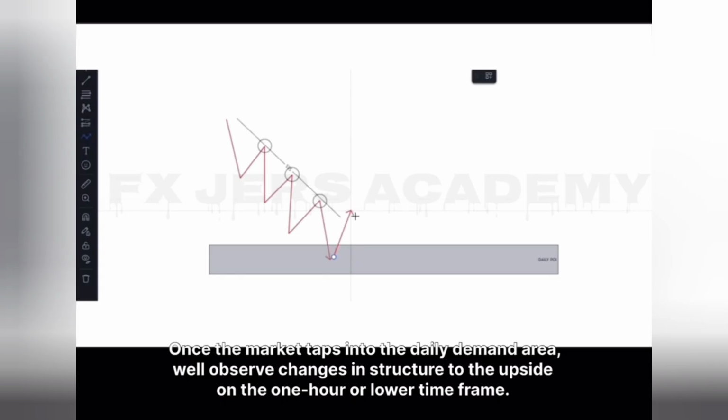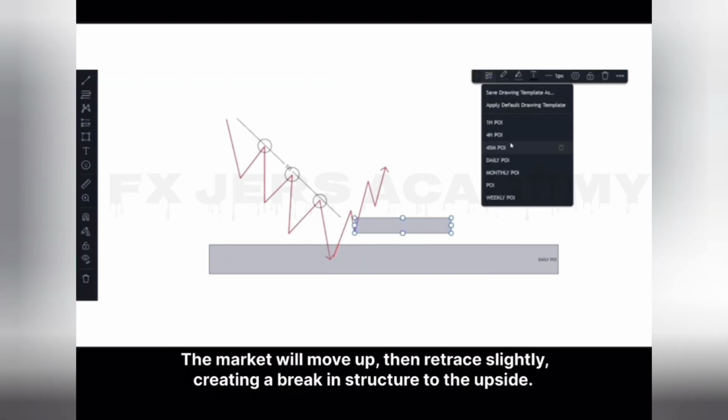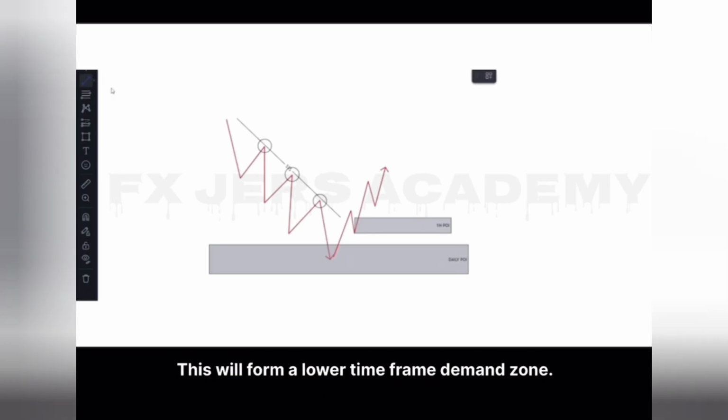Once the market taps into the daily demand area, we'll observe changes in structure to the upside on the 1-hour or lower time frame. The market will move up, then retrace slightly, creating a break in structure to the upside. This will form a lower time frame demand zone.